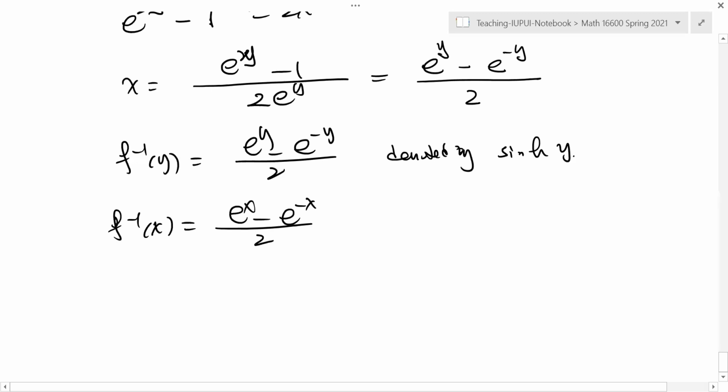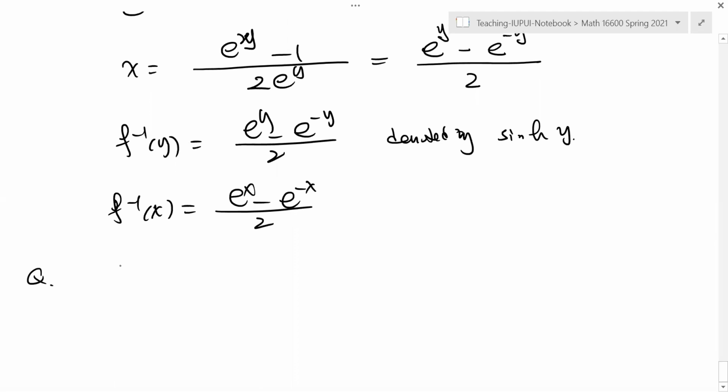Right, so we got this. That's it, great. I hope you get this too. All right, our next problem: I'm going to solve the inequality. Okay, solve this inequality.